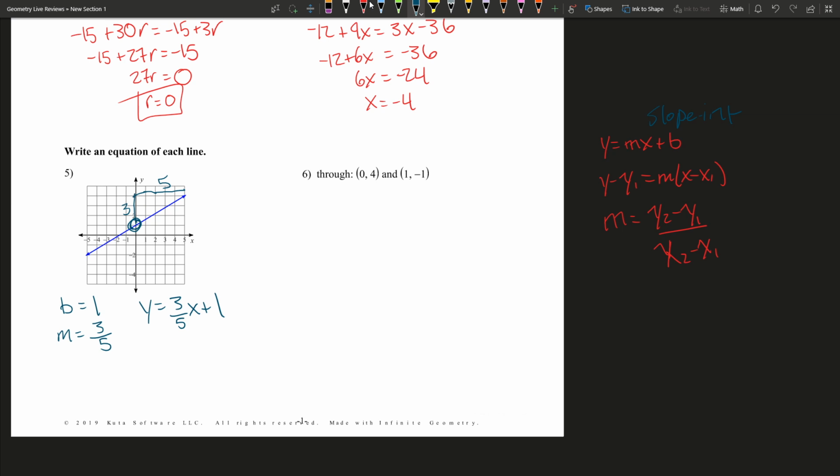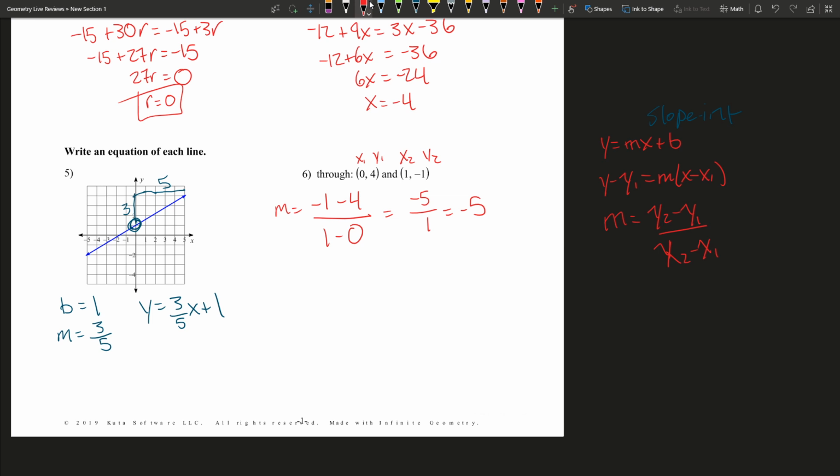On number 6, we do basically the same thing. So first thing we have to do is to find the slope. I'm going to label this x1, y1, and this x2, y2. And then we just plug it into our slope formula. So m will equal y2 minus y1 over 1 minus 0, which simplifies to negative 5 over 1, which is just negative 5.